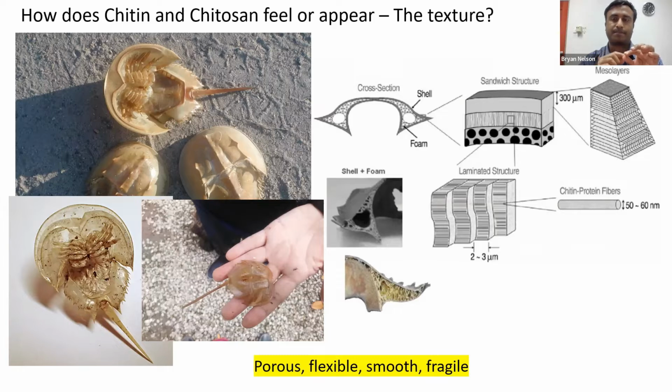There's like air bubbles within it, but I wouldn't call it actually air bubbles, it looks like a foam. Okay? Then it's flexible, it's smooth, and it's fragile. You can actually snap the horseshoe crab carapace. Okay, you don't need too much energy, but for the crab, yes, we need some strength. So this is how we differentiate horseshoe crabs from the crabs.